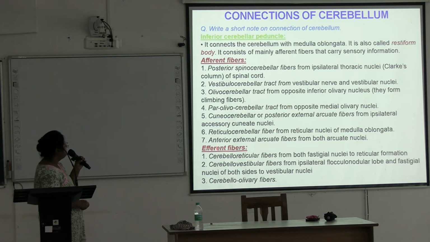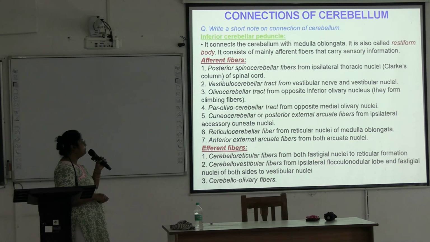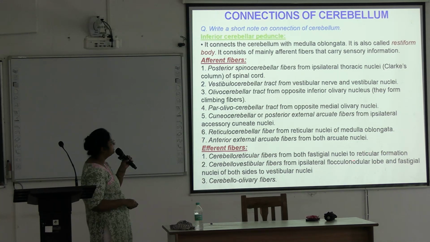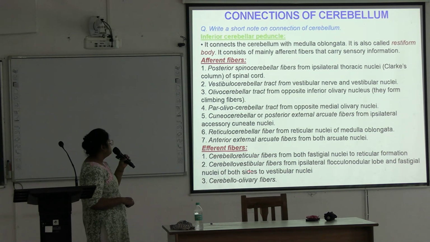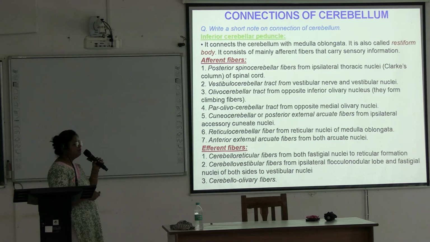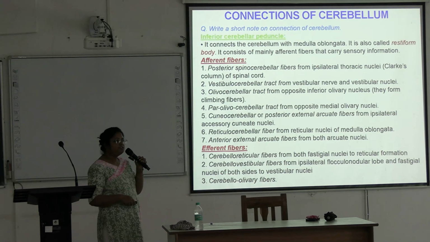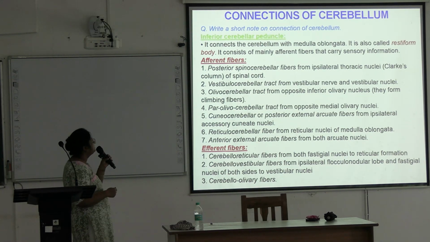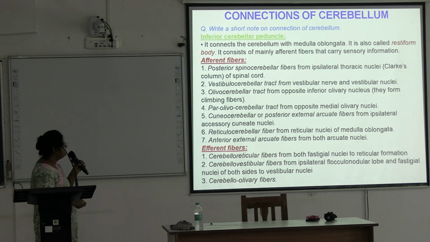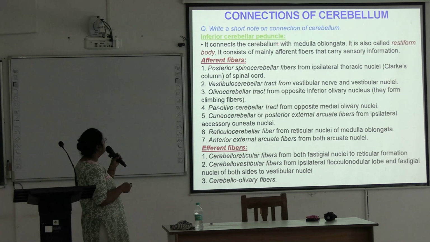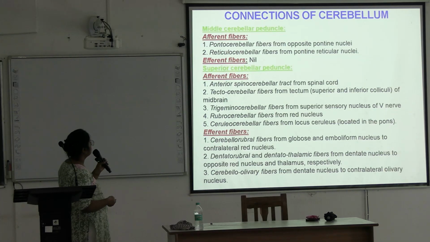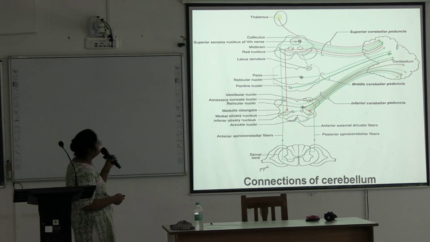Efferents are the cerebelloreticular fiber from both fastigial nuclei to the reticular formation, cerebellovestibular fiber from the ipsilateral flocculonodular lobe and fastigial nuclei of both sides to the vestibular nuclei, and cerebello-olivary fiber. So these are the three efferent fibers of the inferior cerebellar peduncles. The names you must know: cerebelloreticular fiber, cerebellovestibular fiber, cerebello-olivary fibers. And for afferents also. See, these are the fibers.